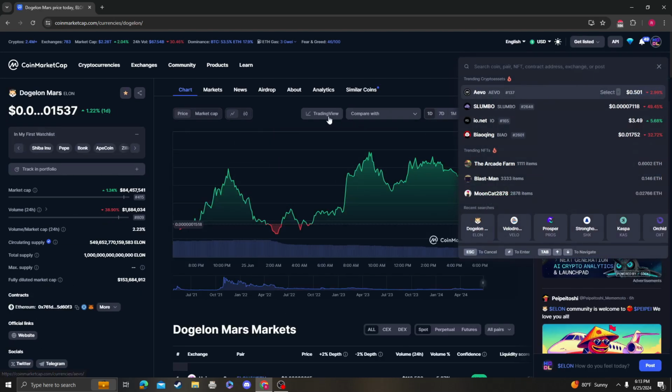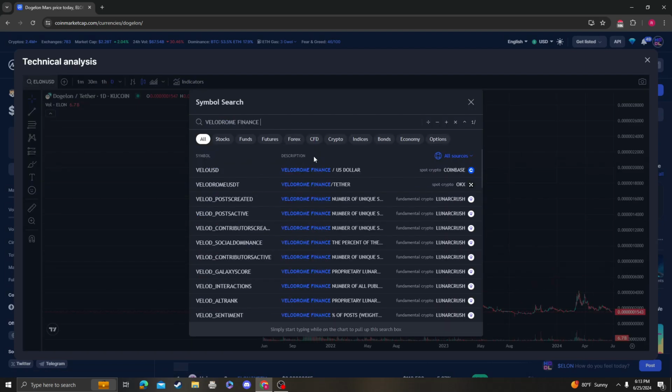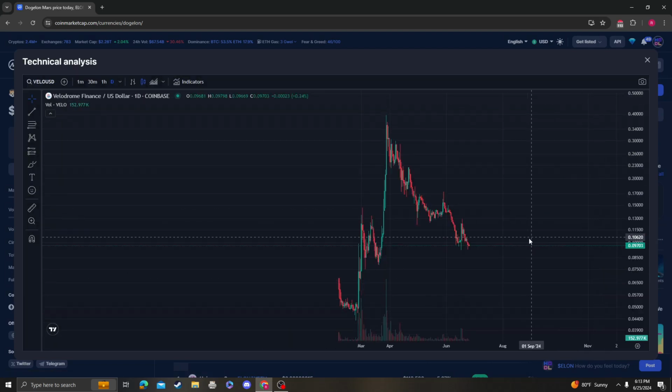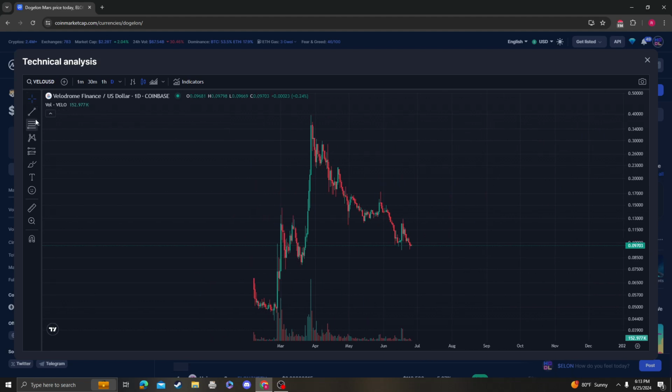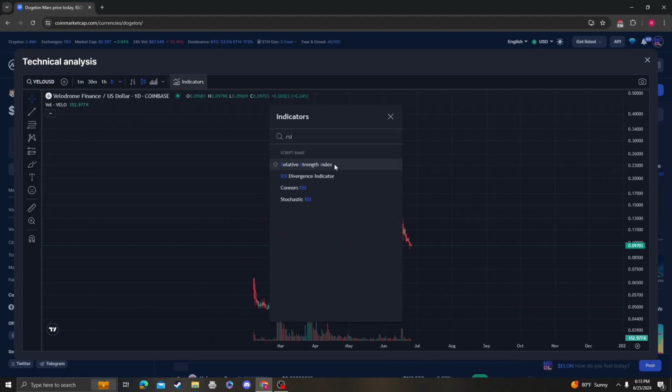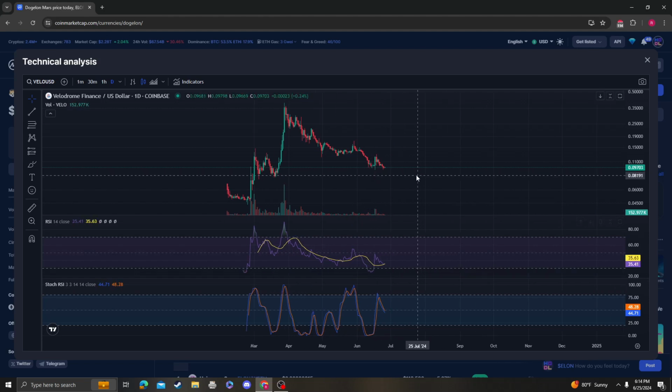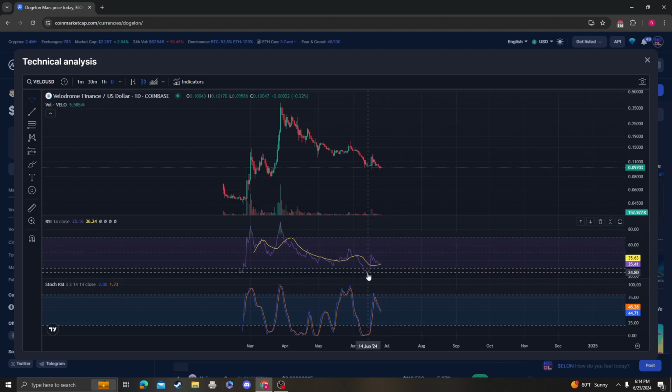Oh, that's not Velo. Coinbase. Let's look at the stock RSI, so you can see we got in the red. This is the perfect time to buy. I always say that every single time. If you're dollar cost averaging down, then you really want to buy when the RSI is in the red.